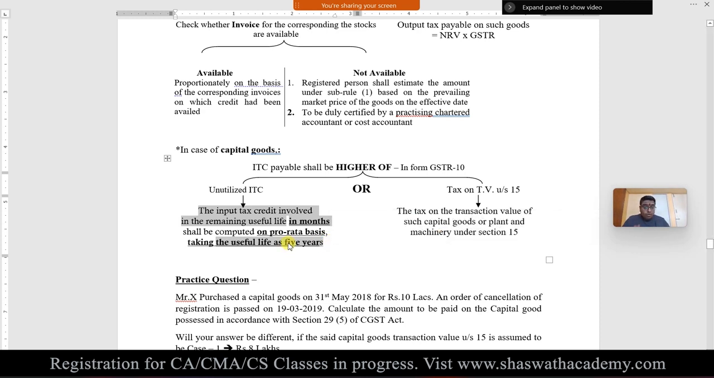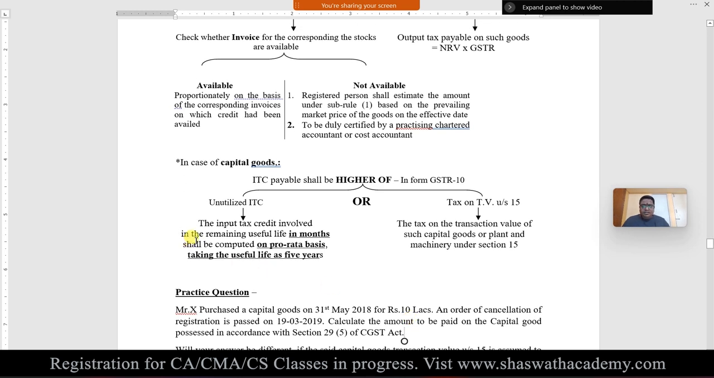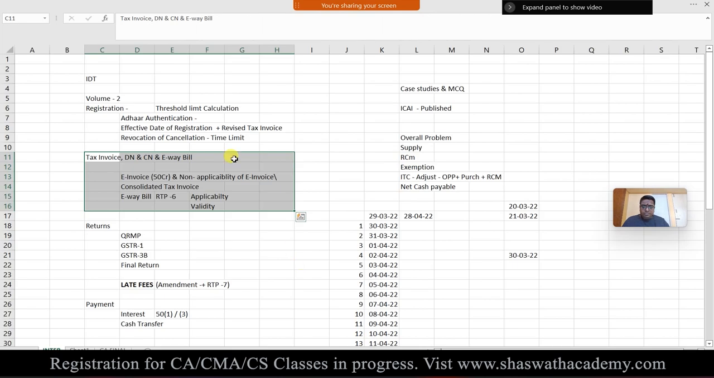Yeah, come on. So, remaining useful life in months shall be computed on prorata basis. That means, how many months after its procurement you have used, you reduce it from the 60. Balance months proportionate. Sir, how to arrive at it, sir? Let me give you an example so that you know you can do this. Mr. X purchased the capital goods on 31st May 2018 for rupees 10 lakhs. An order of cancellation of registration was passed on 19-3-2019. Calculate the amount to be paid on capital goods purchased in accordance with 29.5. My dear brothers and sisters, don't consider the sale. First arrive at this particular figure. You tell me, what is the useful life? These are the steps you have to follow. First, we will go for this, okay?